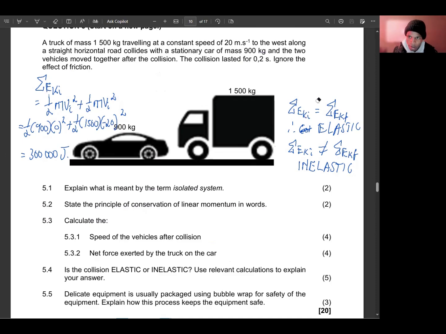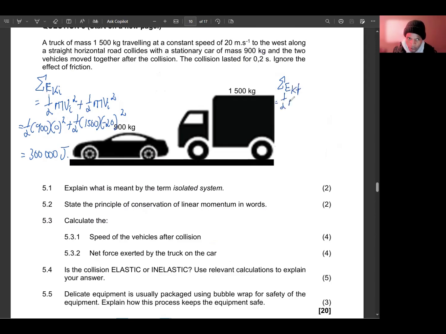And then let's now see. We want to then calculate the sum of EK finally. So this is equal to what? Half m v_f squared plus half m v_f squared. Now car, truck, this is half 900, and then final velocity. Remember, the final velocity we said is the one that will be shared amongst the two, because now they're moving together as a unit. So it's that -12,5.